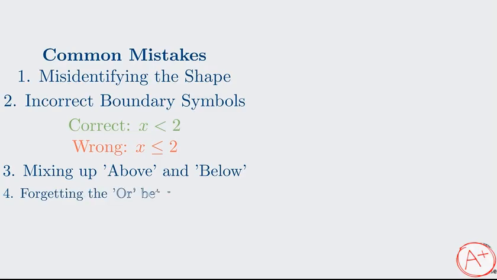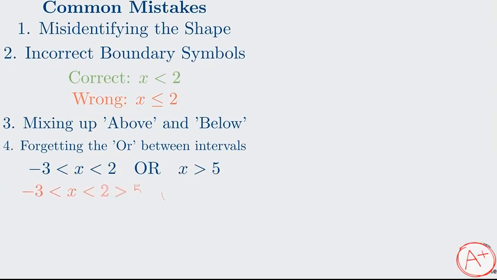When a solution has 2 separate parts, you must present them as 2 distinct intervals. Do not try to combine them into one long inequality chain, as that is mathematically impossible for these shapes.